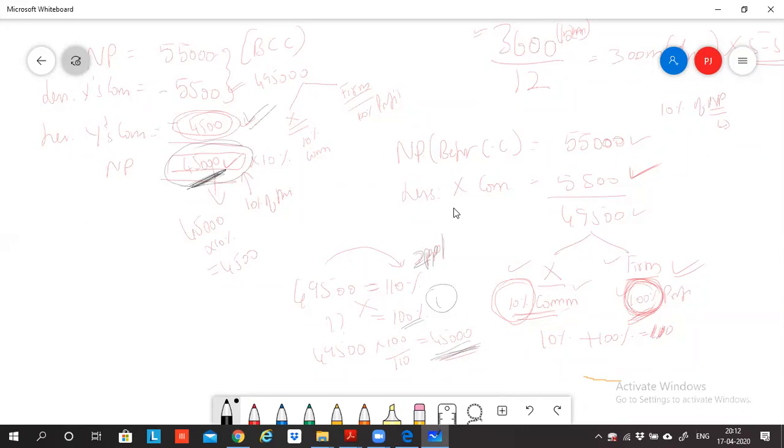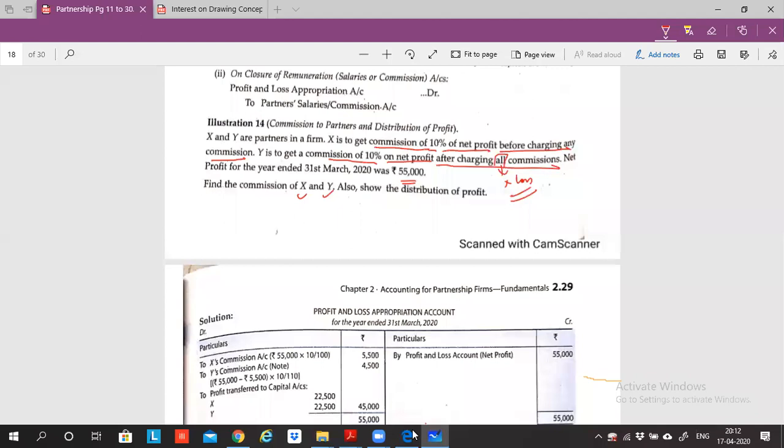10% of this will be the commission given to Y. So 10% of 45,000 is 4,500. If I substitute this 4,500 here, then from 55,000, if I minus 5,500 and minus 4,500, I will automatically get 45,000 rupees as the answer. So if you come back to the illustration, 5,500 is the commission of X and 4,500 is the commission taken for Y.